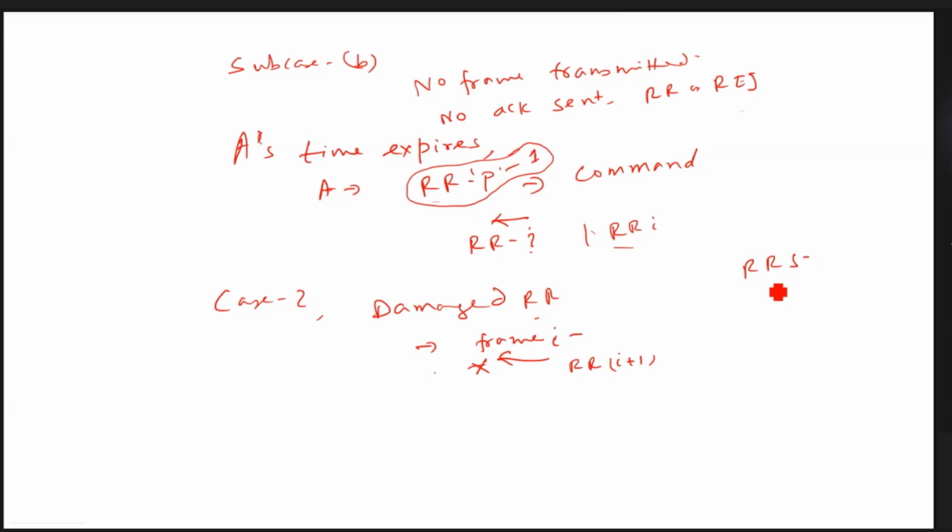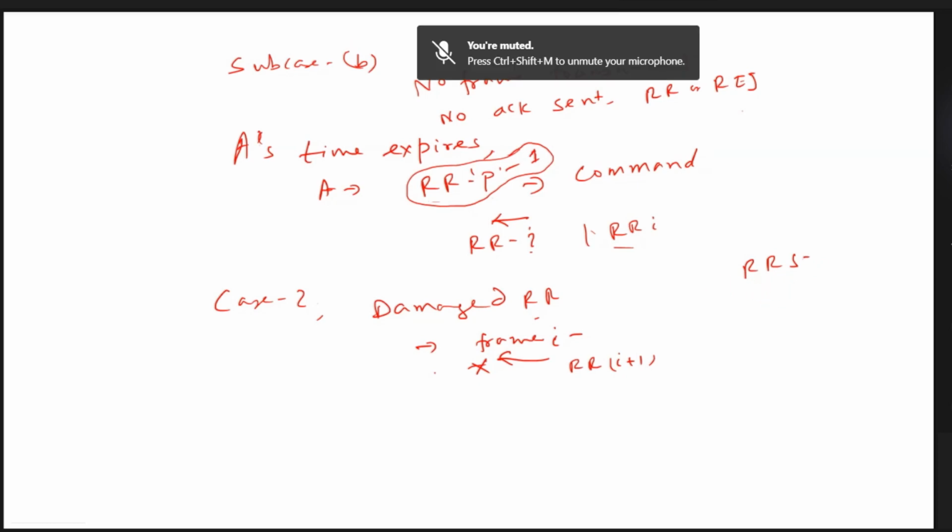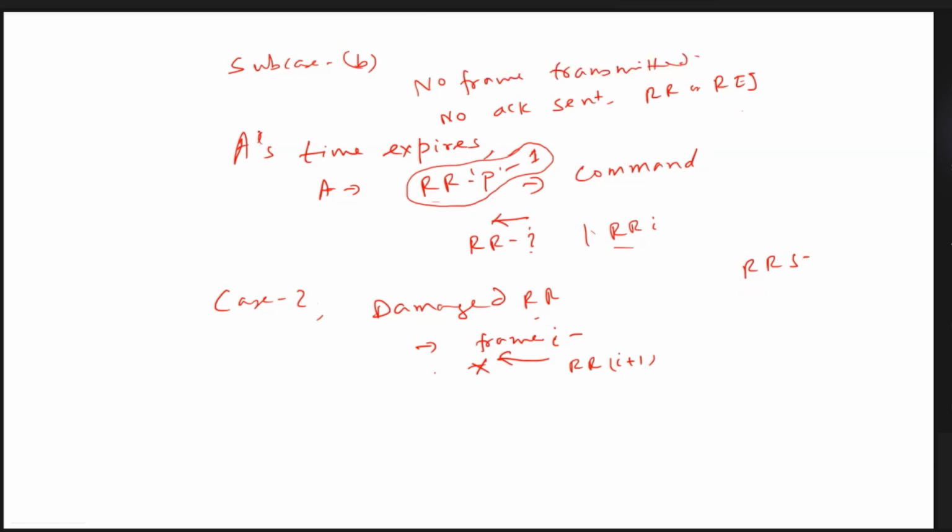If that is there, it's okay, but that must be within the time interval. This might happen within the time interval because the acknowledgement is cumulative. So A can keep transmitting. It will not stop the transmission of frames. It will transmit expecting the next acknowledgement within the time limit. Keep in mind, within the time limit. So this is case 2.